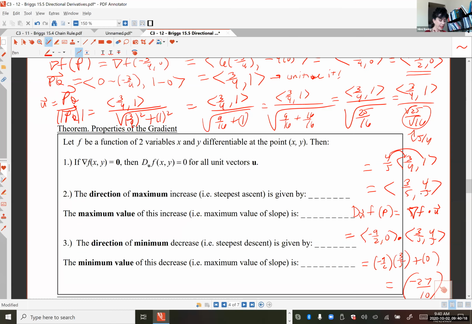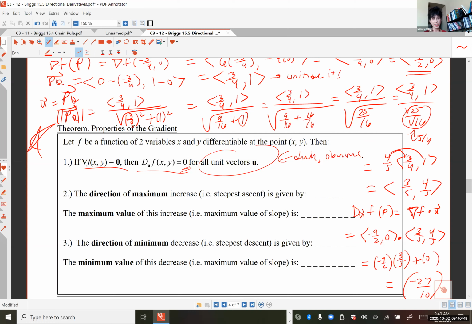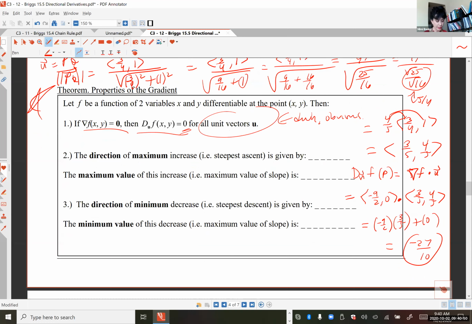Okay. So why is the gradient cool besides that it can help you get a directional derivative? There's more. Here's why it's cool. So here are some properties of the gradient. If your gradient is the 0 vector, which can happen, then the directional derivative is always going to be 0. Your slope is basically going to be 0 for any direction that you care to look at. And this should be obvious, I hope, because anytime you take the dot product with a 0 vector, you're going to get 0 as an answer.